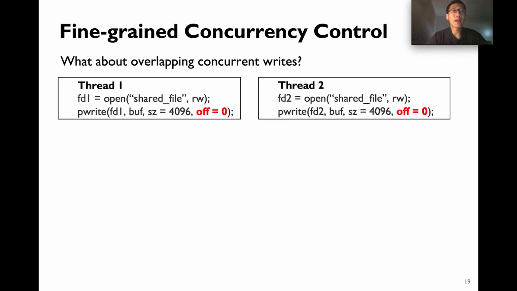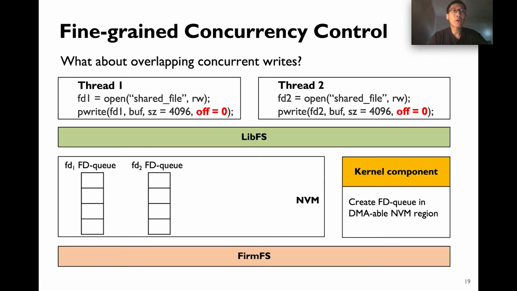You might immediately wonder, what about overlapping concurrent writes? Let's recap the previous example: what if the two threads are updating an overlapping range of 0 to 4K? With our file descriptor-based concurrency, those two overlapping updates are inserted into their own FDQs. So the question is which one to dispatch in FirmFS, and which one is the latest to choose.